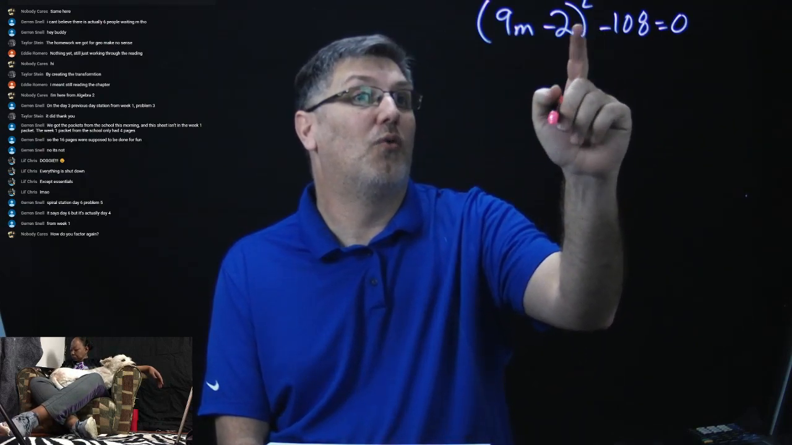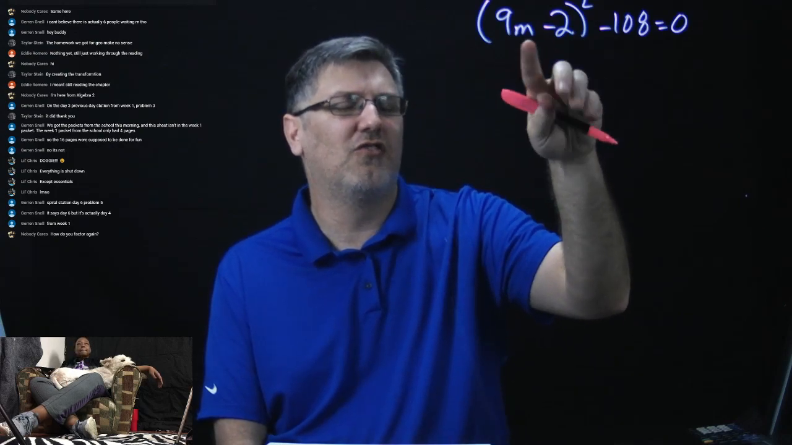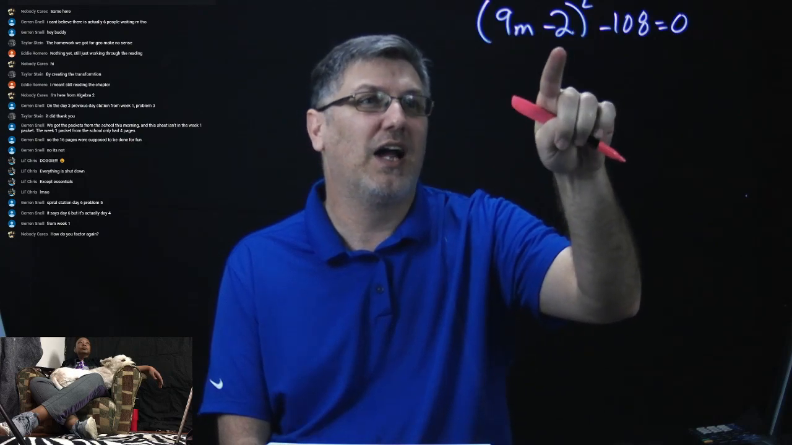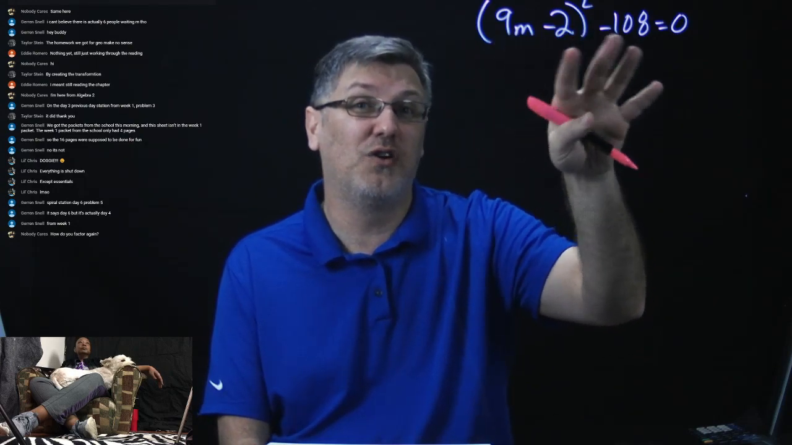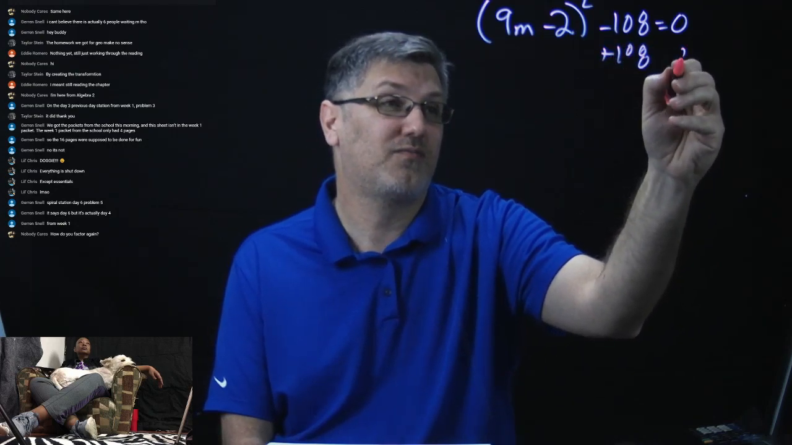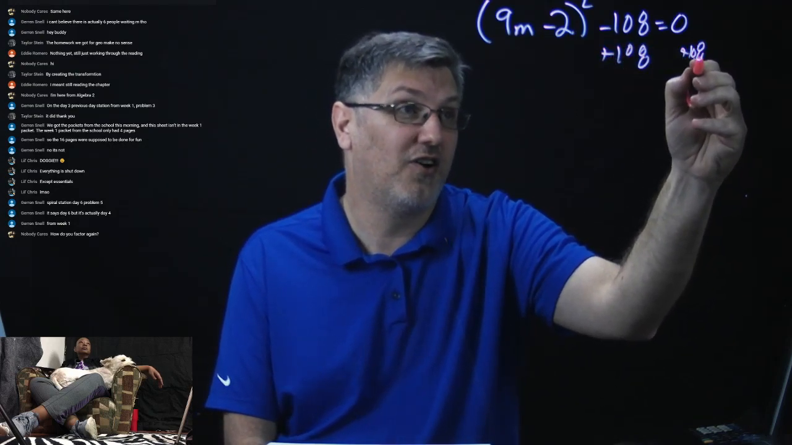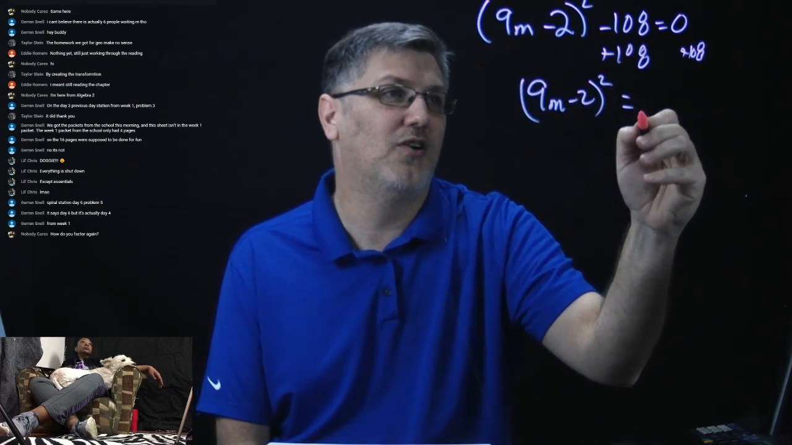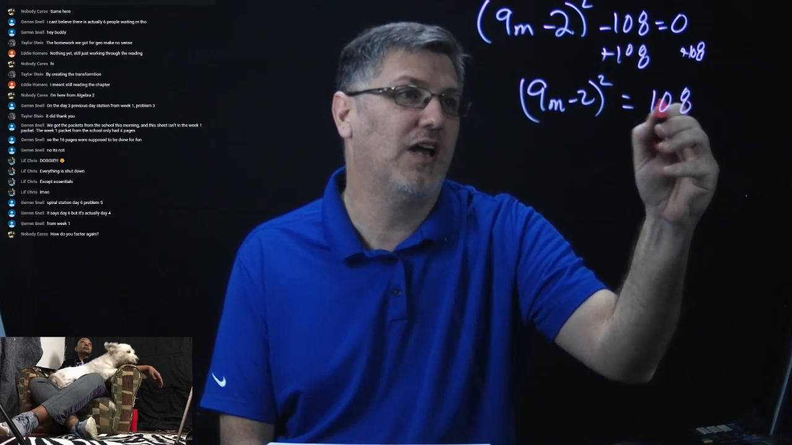All right. So what I'm going to do here, because I don't have this in the standard form, I actually have this in what's called vertex form. I can actually just solve for m by treating it like it's a linear equation. So I'm going to add 108 to both sides. And this gives me 9m minus 2 squared equals 108.